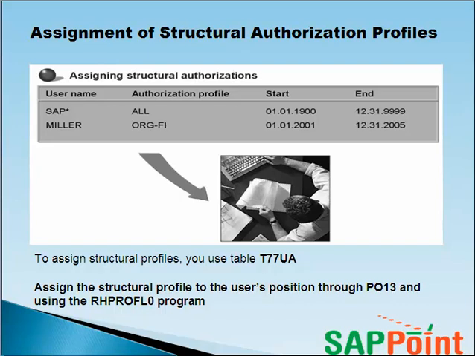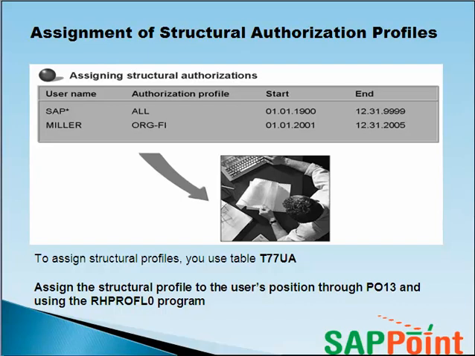Now, instead of using OOSB or T77UA, you could also use the position of the user to assign the structural profile. So you can assign the structural profile to the position using the transaction PO13, which is for maintaining position, and in that you have info type 1017, which you could use to assign the structural profile to the position.